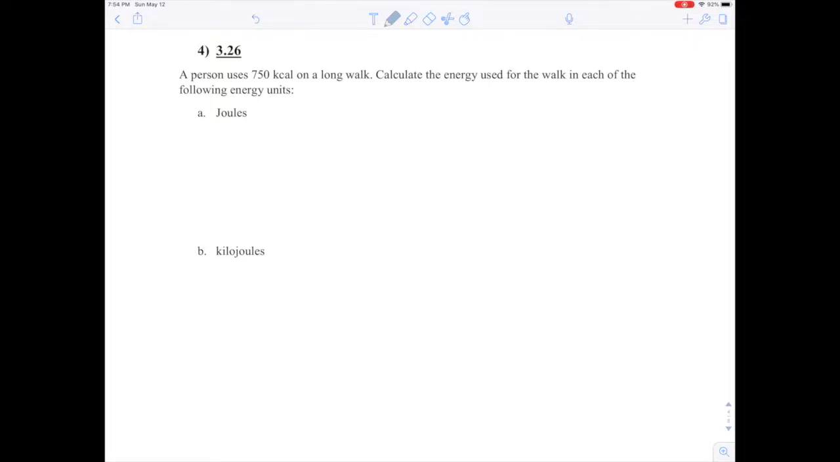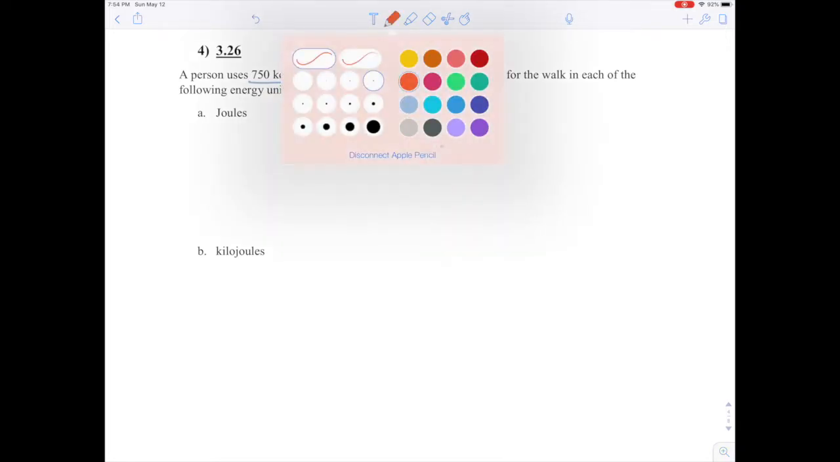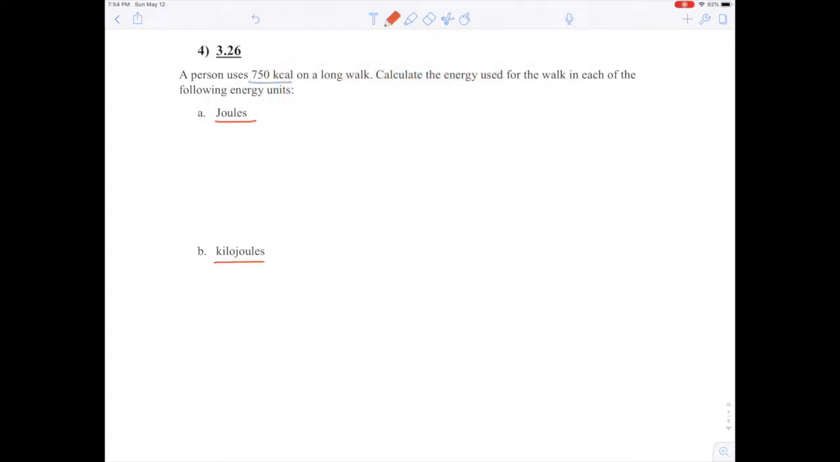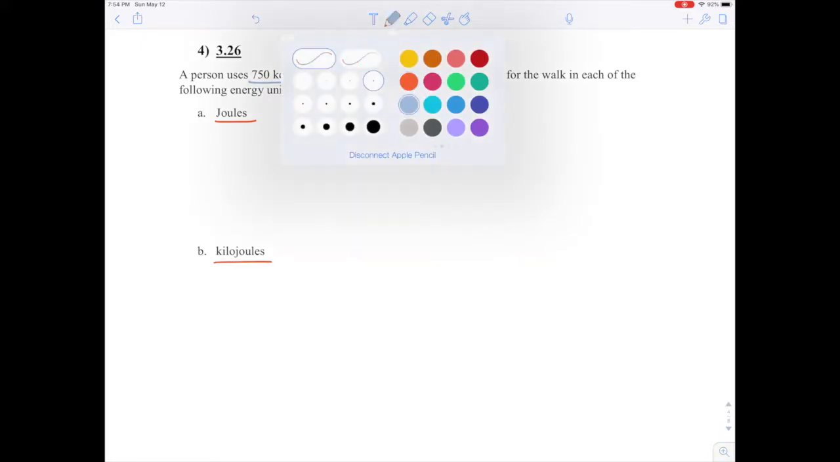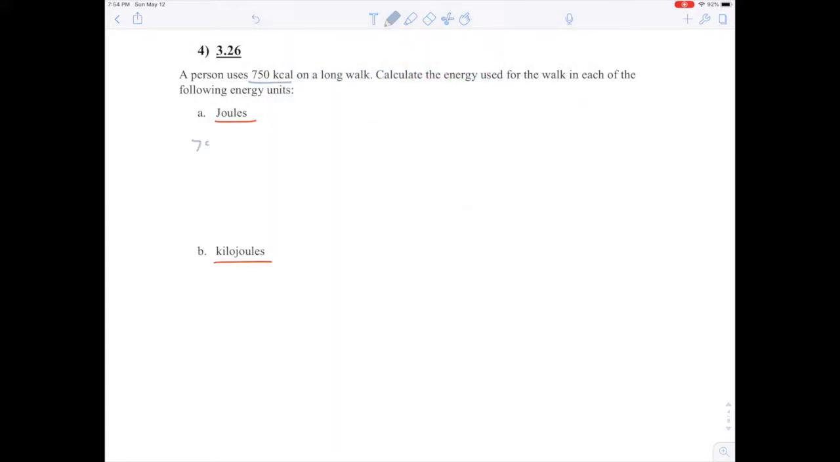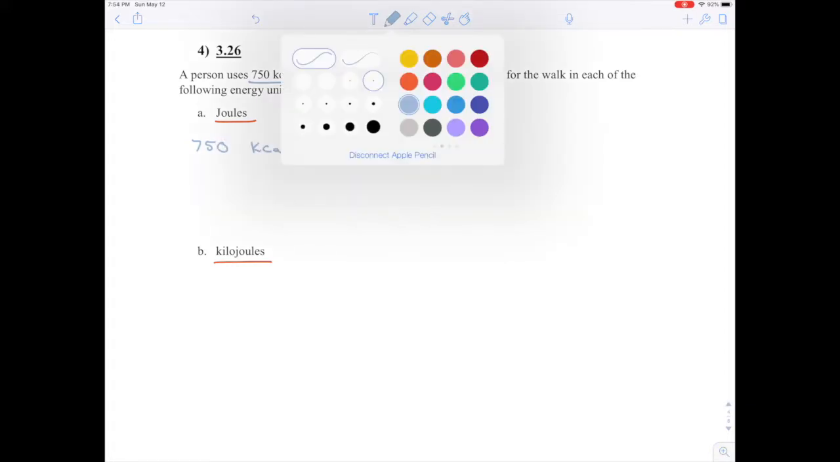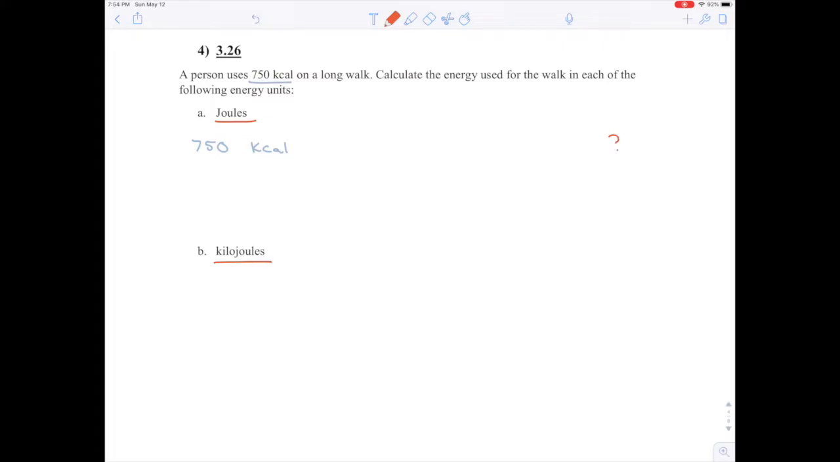Chapter 3, Question 4 says a person uses 750 calories on a long walk, and they're asking you to calculate that energy in two different units. The first is joules, and the second is kilojoules. So let's just clarify this. We'll write the number they give us, 750 kilocalories, and then the unit that they're asking for. So they're asking for joules in this first example.